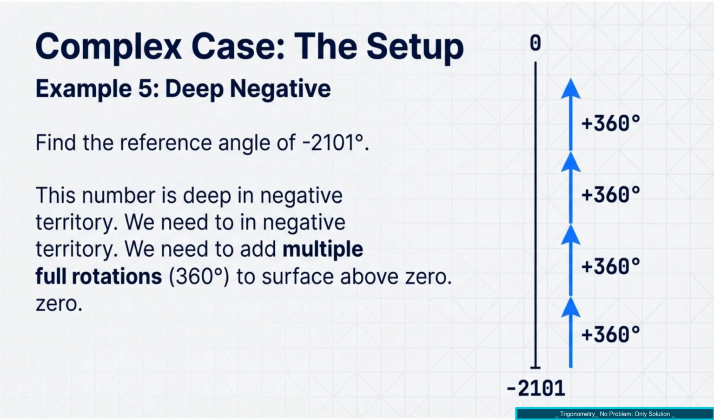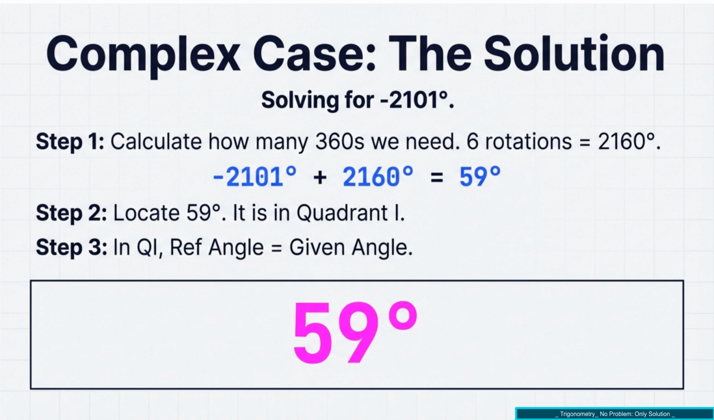In a complex case like Example 6, finding the reference angle of minus 2101 degrees, we must add multiple full rotations to surface above 0. We need 6 rotations, or 2160 degrees. Adding this to minus 2101 degrees gives 59 degrees. Since 59 degrees is in Quadrant 1, the reference angle is 59 degrees.